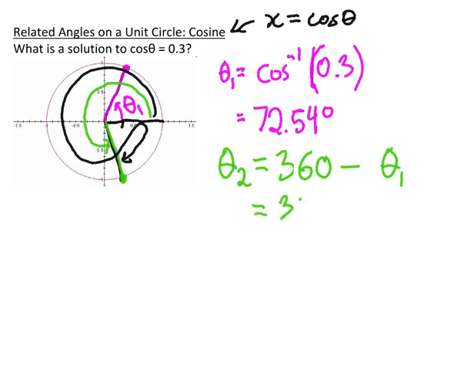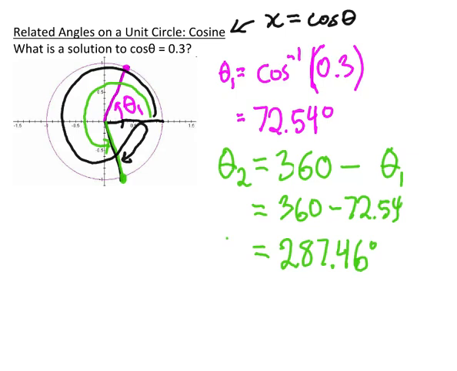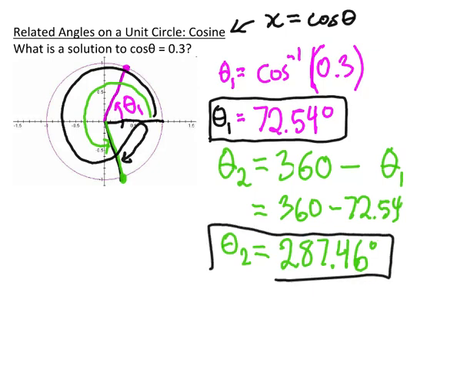So numbers wise for us, that's 360 minus 72.54. And 360 minus 72.54 is 287.46 degrees. And so that's my other angle. So those are my two solutions between 0 and 360. And you can always check them. So I've got theta 1 here, and I've got theta 2 here. So check on the side.